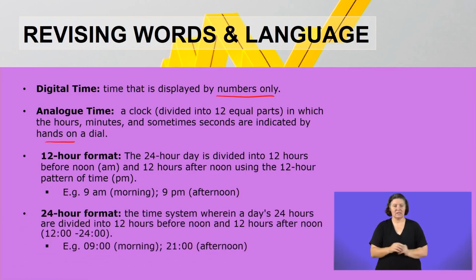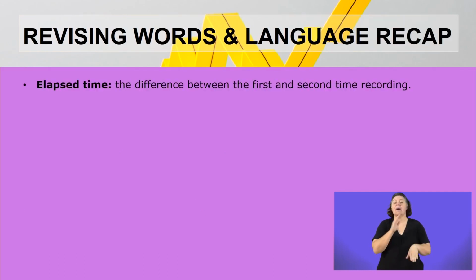Also, we looked at the 24-hour time system, wherein the day's 24 hours are divided into 12 hours before noon and 12 hours after noon, 1200 to 2400. And then we have 9 o'clock in the morning, for example, and then 2100, which is 9 o'clock at night.